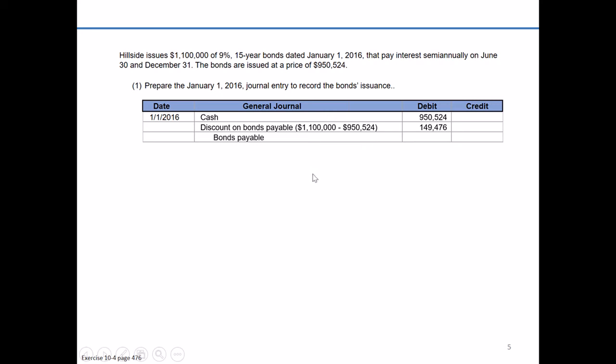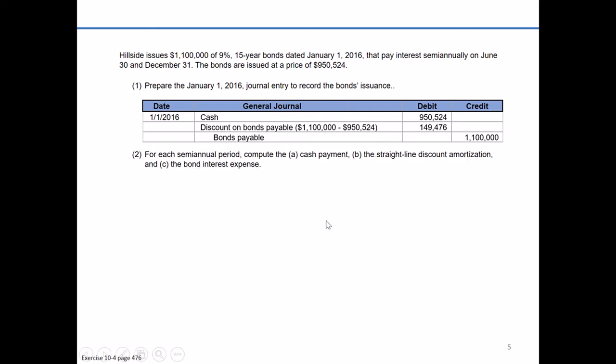So we'll debit discount on bonds payable for $149,476. We have to credit bonds payable for the full amount of par value because this is ultimately the amount of cash that we'll have to pay at the end of the life. So we'll credit bonds payable for $1.1 million. If we looked at our balance sheet at this point, we would see bonds payable $1.1 million, and from that we would subtract out discount on bonds payable of $149,476 to leave a carrying value at the date of issue of $950,524. We'll see later how that will change over time.